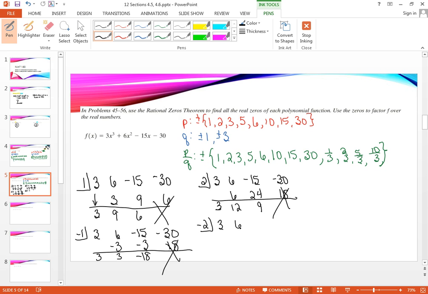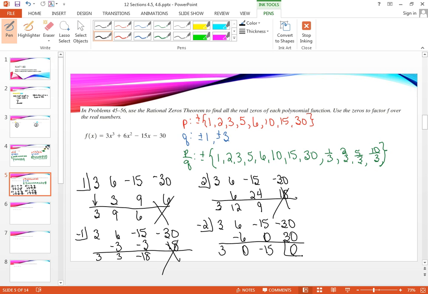This can go on for hours. I'm teasing, no. But it is just a process. You get very quick at synthetic division. You're just trying to find one that gives you 0. So negative 2 times 3 is negative 6. 6 and negative 6 is 0. Negative 2 times 0 is 0. Negative 15 plus 0 is negative 15. Negative 2 times negative 15 is 30. There we go.